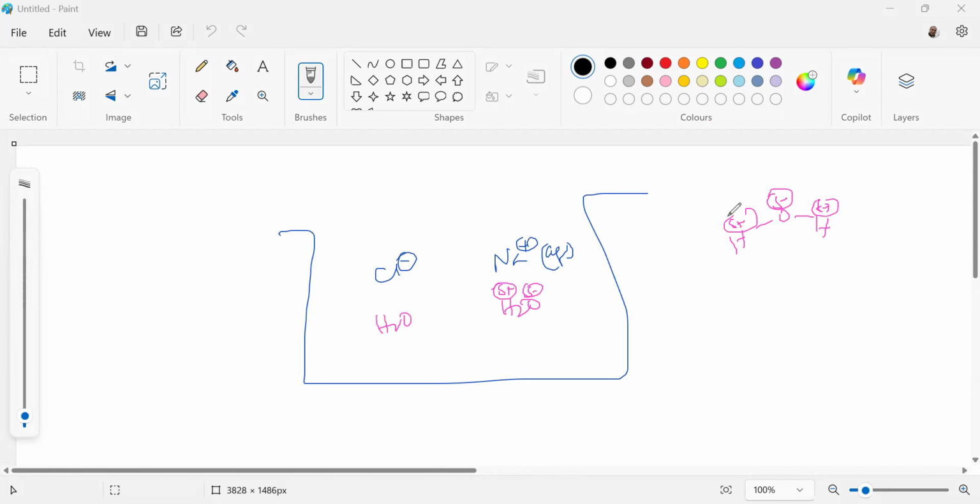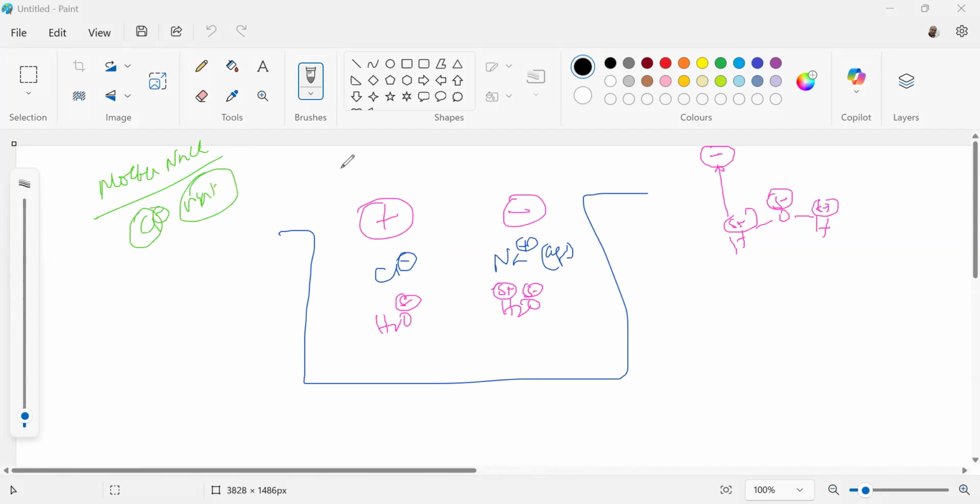This positive part will be attracted to the cathode, so water will be attracted to the cathode also. And at the anode, what happens? The delta negative will be drawn towards the anode. You get my point? So over here, in molten NaCl there was no competitor. Only Na plus going to the cathode and Cl minus going to the anode. That's it. But whenever we are taking an aqueous ionic solution, water will be there as a competitor. Do you get my point? Water is a competitor over here.